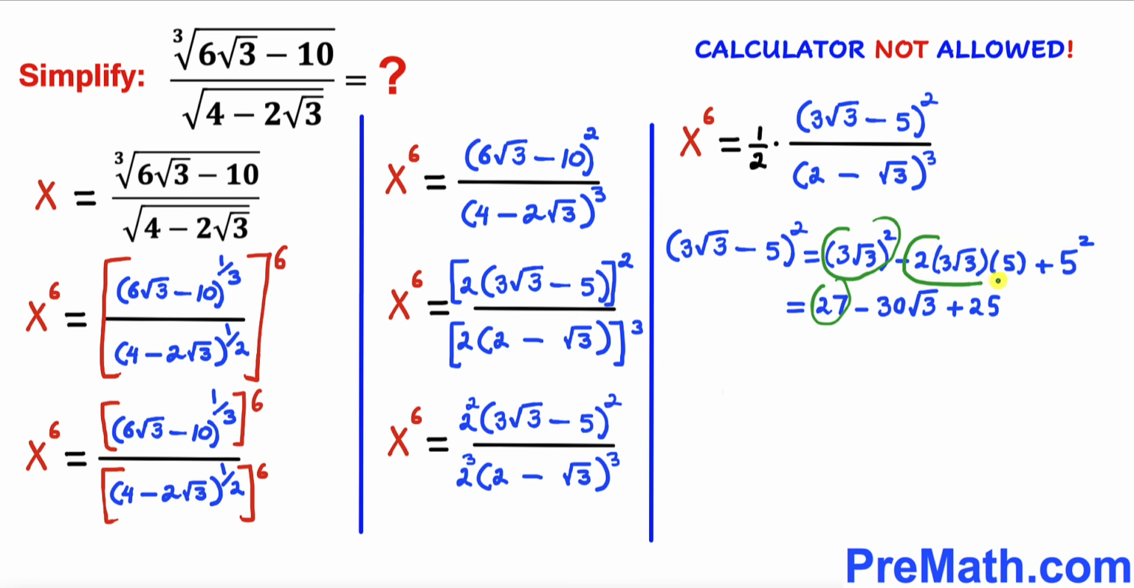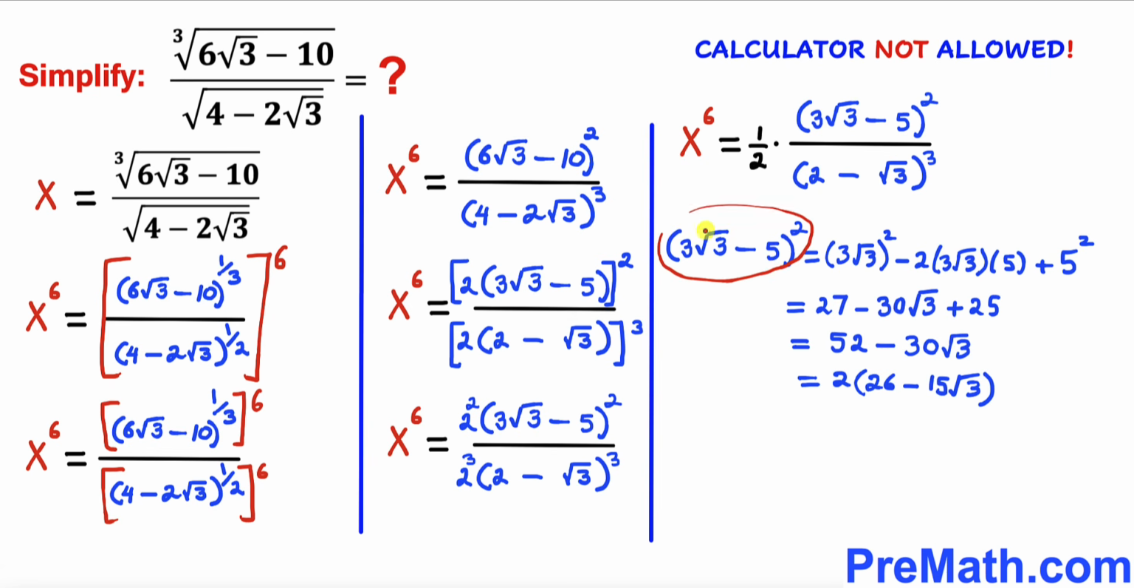And if we multiply this part, that is going to give us 30 times square root of 3, and 5 square is 25. And now we are going to combine these like terms, as you can see in this next step. And now we can see 2 is in common between these two terms. So therefore, this is going to be equal to 2 times 26 minus 15 times square root of 3. So therefore, this whole thing, if we take the square, this turns out to be equal to this one.